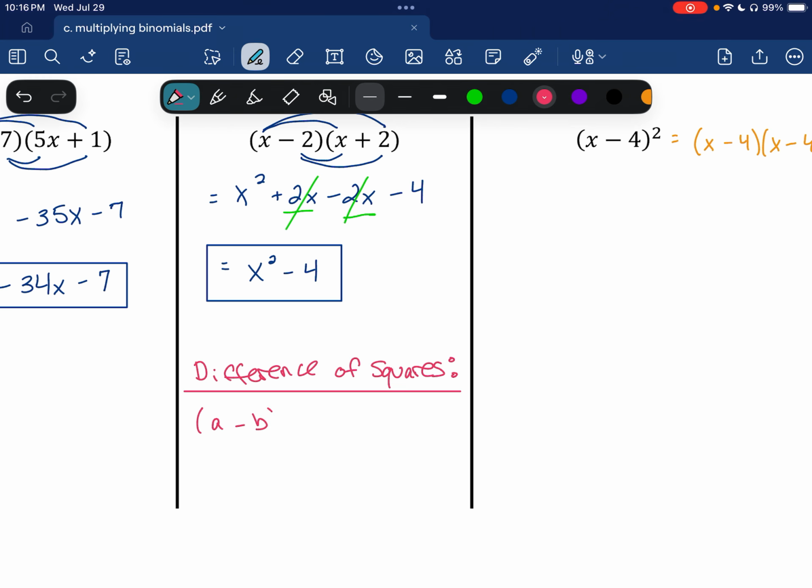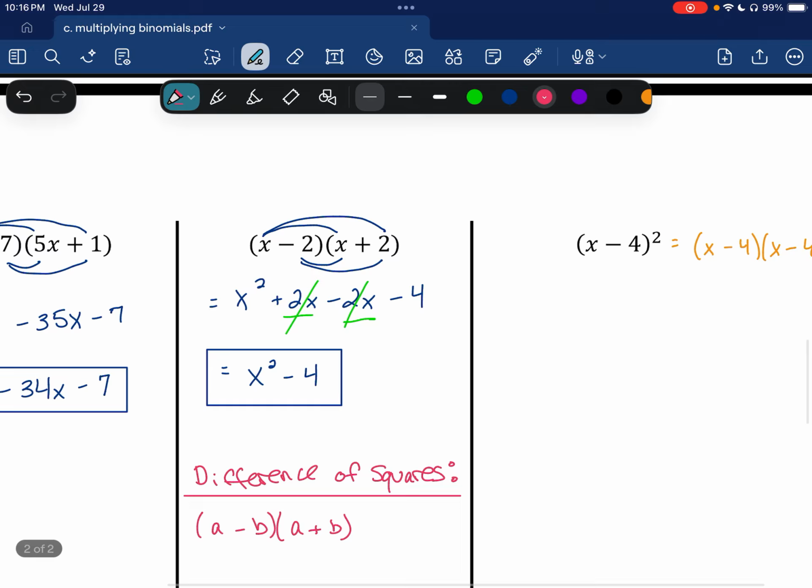So every time you have a multiplication problem that looks like that, where you have something minus something else, times that same something plus that same something else, it's going to look like whatever that first thing is squared minus whatever that second thing is squared.